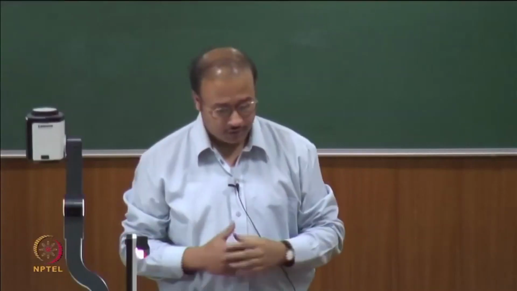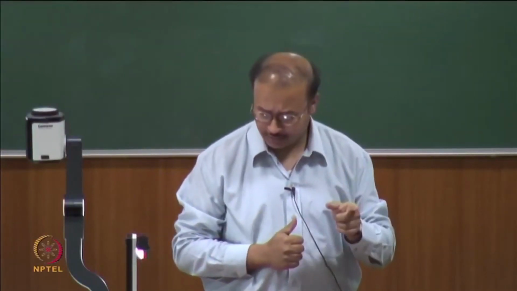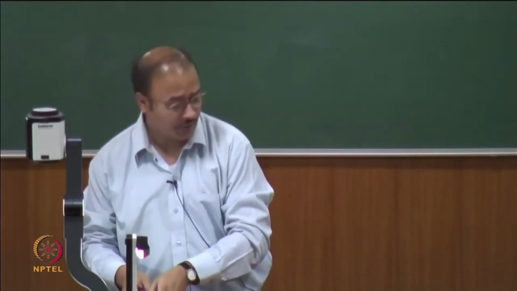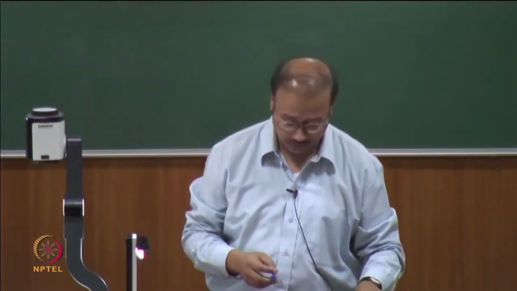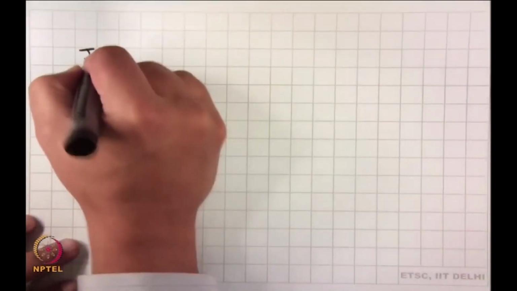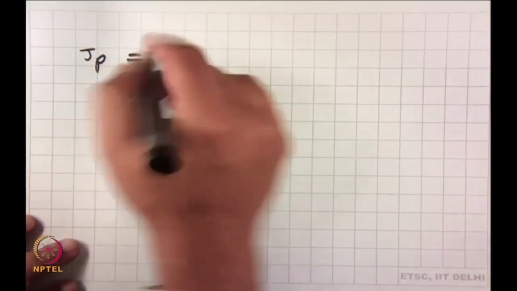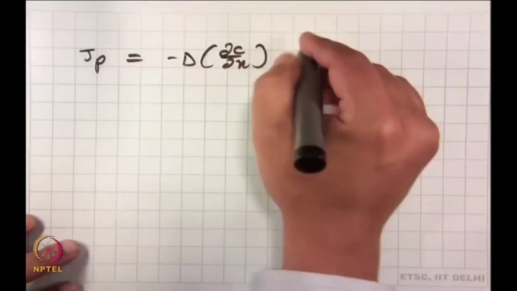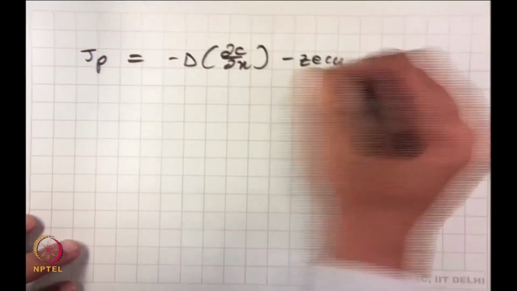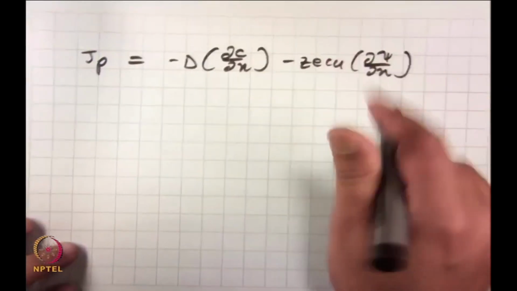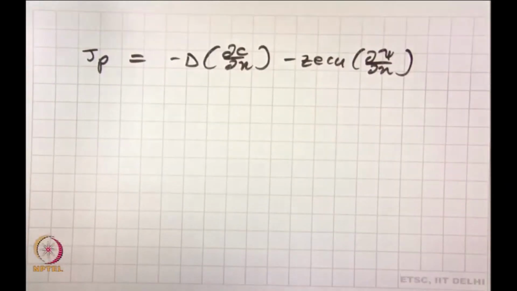Okay, we'll carry on from where we left off. Last time I think we stopped at equation number 10, where we were looking at the flux due to both potential and concentration gradient. What we started from in that case was this equation where J of P is equal to minus D del C over del x, and then minus Z E C U del psi over del x. I forgot what the number was, but anyway, this was the equation we started with.